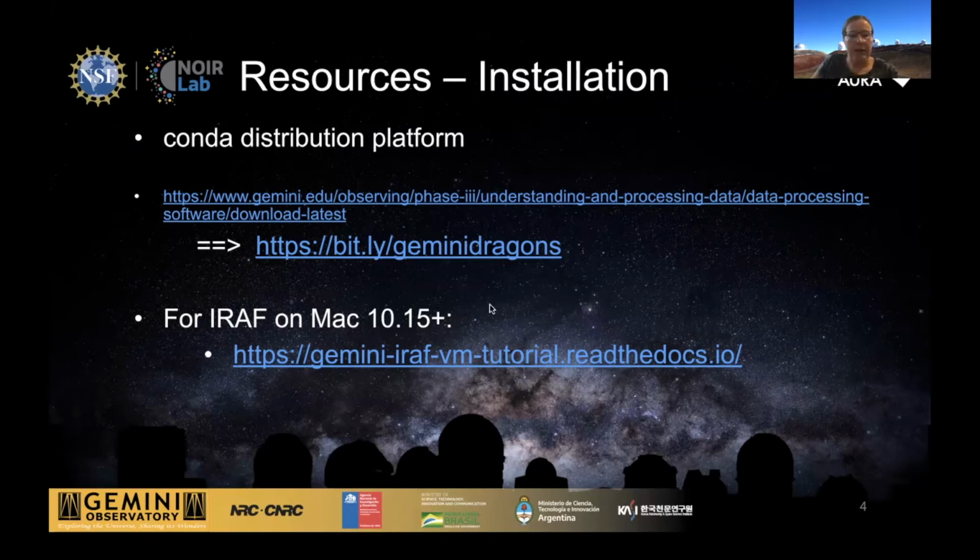Note that, again, if you're using spectroscopy, you have to use RF. Gemini RF does not work on the newest Mac OS, so Catalina and the new one. So you need to use a virtual machine that we've created here at Gemini that comes with Gemini RF. So go see the site on Read the Docs, Gemini RF VM tutorial, and it will show you how to download, how to install this virtual machine and use it.